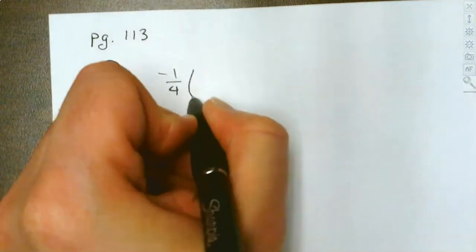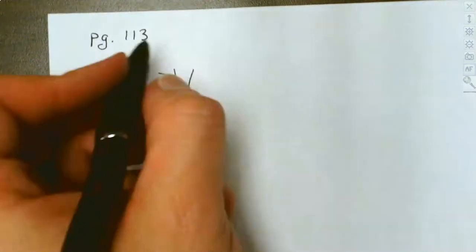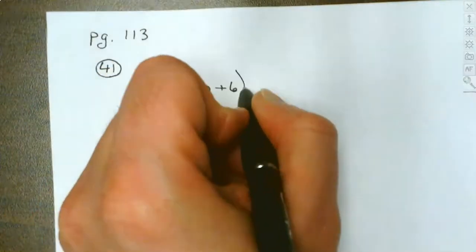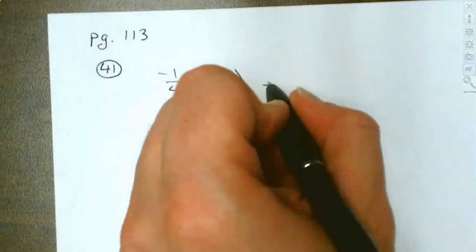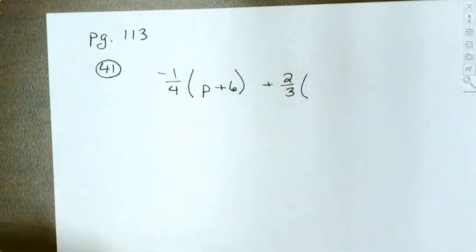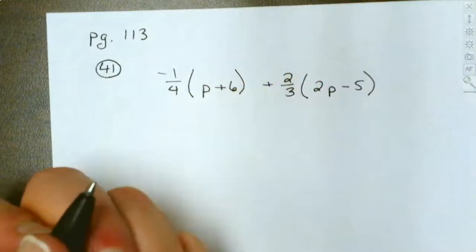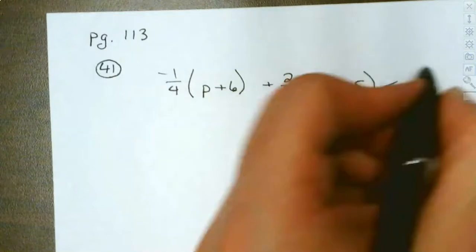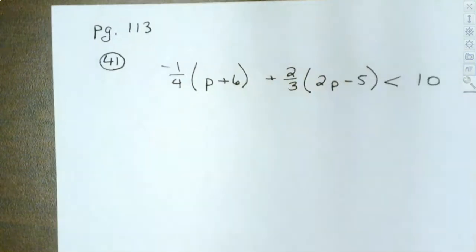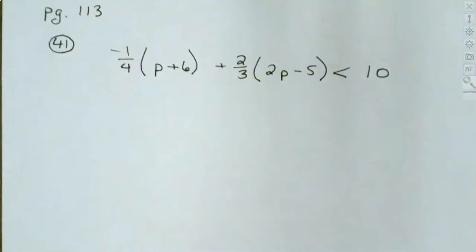And we've got minus 1/4 times p plus 6, plus 2/3 times 2p minus 5, is less than 10. Okay, so we need to remember fractions again. So this one does have our fractions in it. Always, what do we do first? Well, we always begin by distributing. So we'll distribute through and get rid of our parentheses.